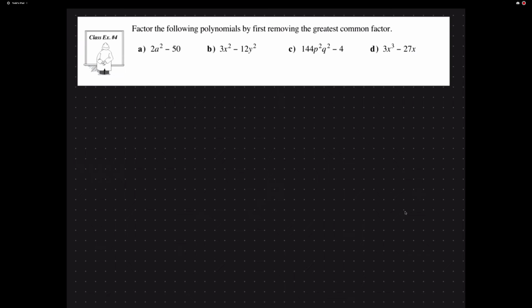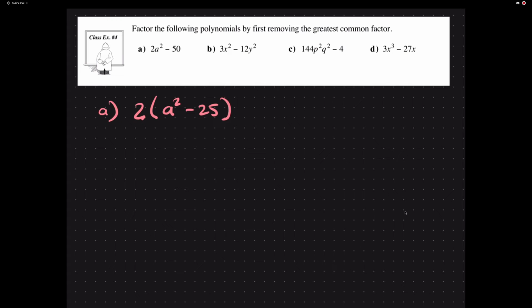All right, so let's take a look at the last class example, number 4, and it says we've got some polynomials, and hopefully we're going to be able to factor them, recognizing that they are perfect squares. Right now they are not. You can see that 2 and 50, both in example A, are not perfect squares, but I can divide 2 by 2 and I can divide 50 by 2. So the first thing I'm going to do is pull out that 2. I'm going to be left with a squared minus 25.